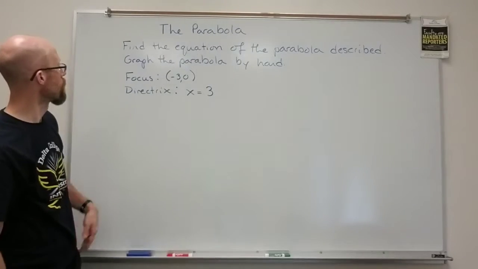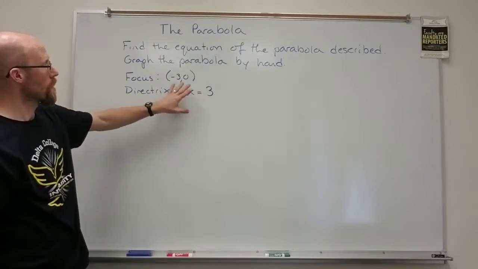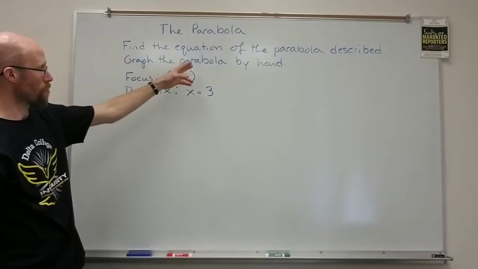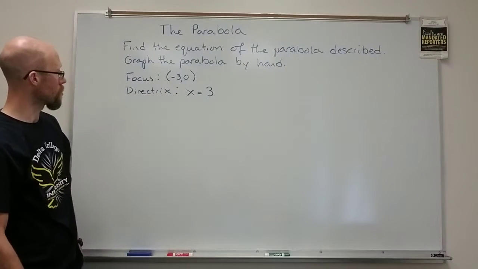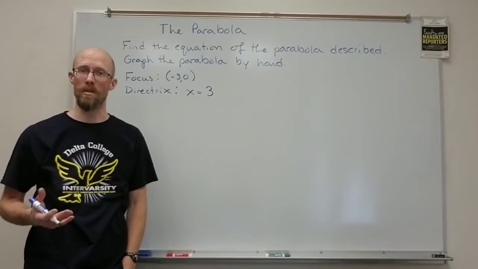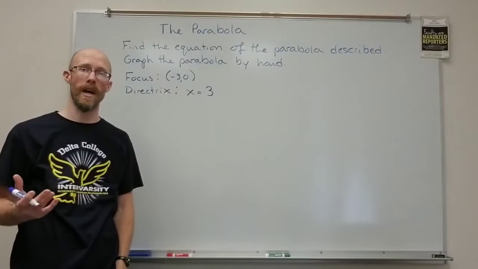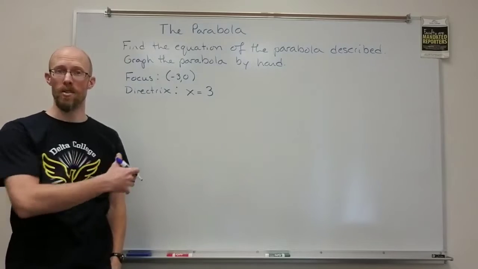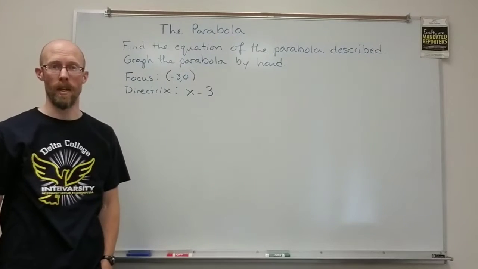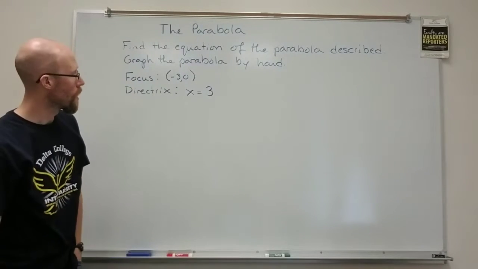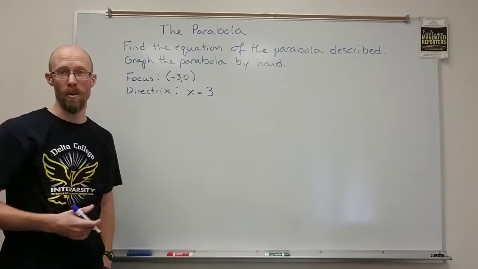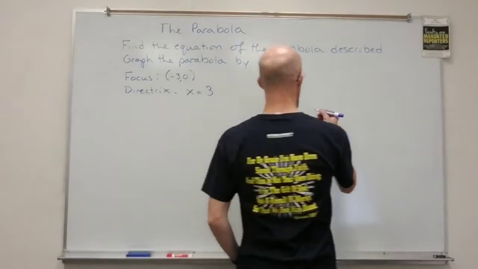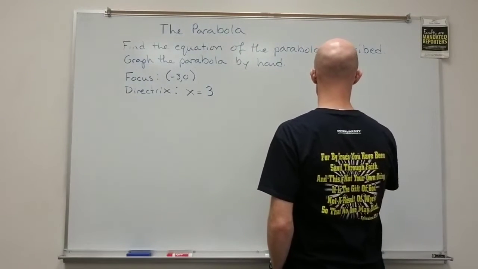This first example says find the equation of the parabola described and then graph the parabola by hand. So here I have two important pieces of information, the focus and the directrix. And really everything stems from those, but if I have the vertex instead of one of these, I can make everything else work out as well. And so what I'd like to do is maybe just start by plotting what's already there, what's given. Sometimes that's a nice starting point.